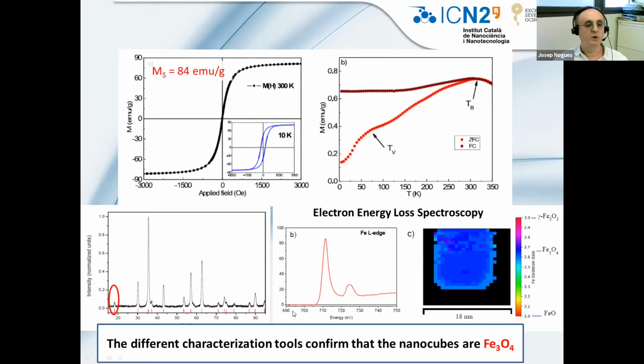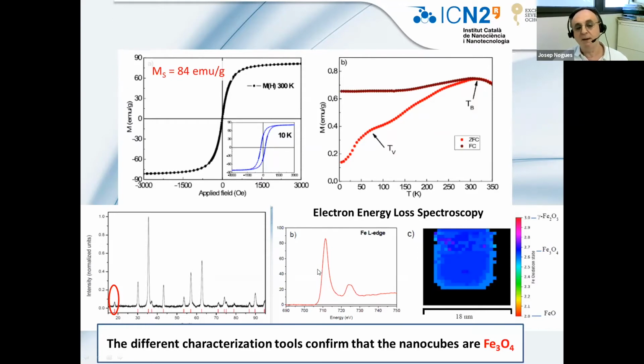And also, when we did the X-rays, we get a cubic spinel phase as we expect, but also we get this peak at very low angles, which is characteristic of Fe3O4. And finally, we did electron energy loss spectroscopy. From the spectra we get at the iron edge, for example from the ratio of these peaks or all the other parameters, we can also determine that we have Fe3O4.